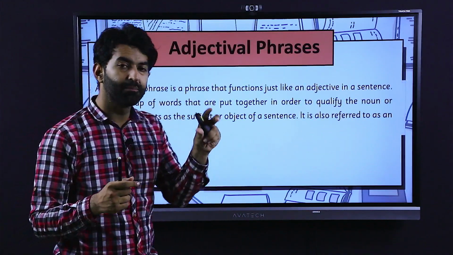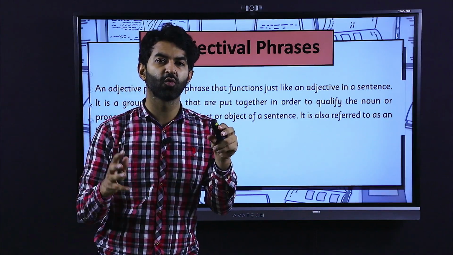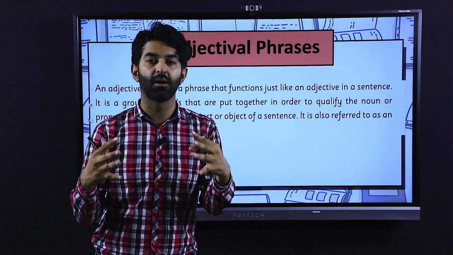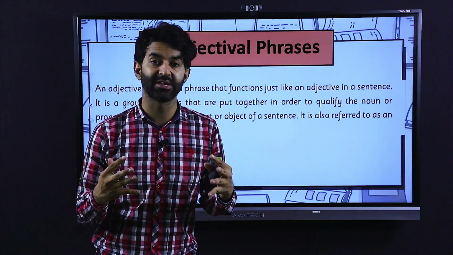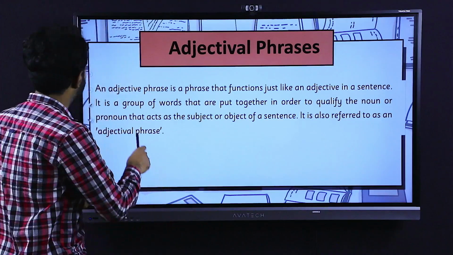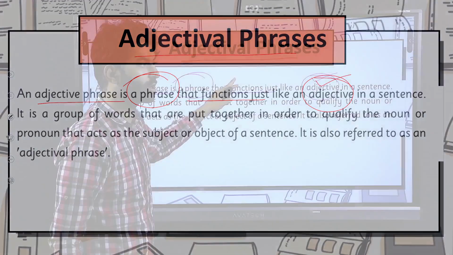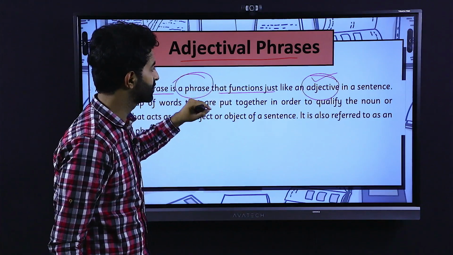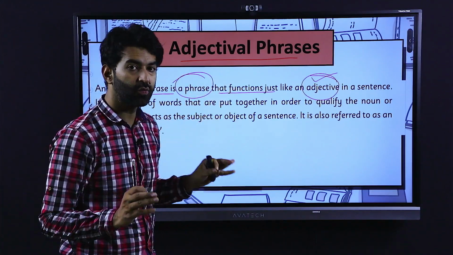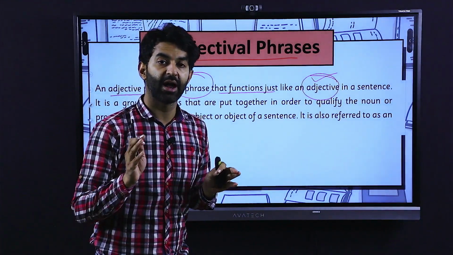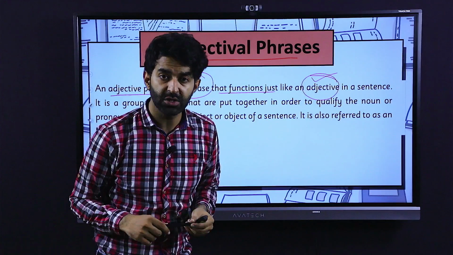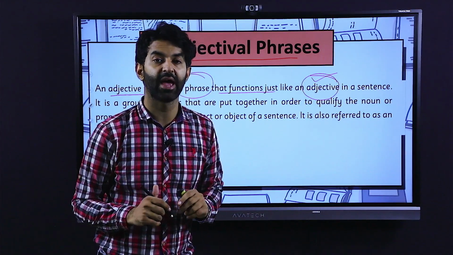So when we are combining these adjectives with different words, they become an adjectival phrase or adjective phrase. Now, an adjective phrase is a phrase that functions just like an adjective. The adjective is the head word of the phrase. In an adverbial phrase, the adverb is the head word, and in a prepositional phrase, the preposition is the head word of that phrase.